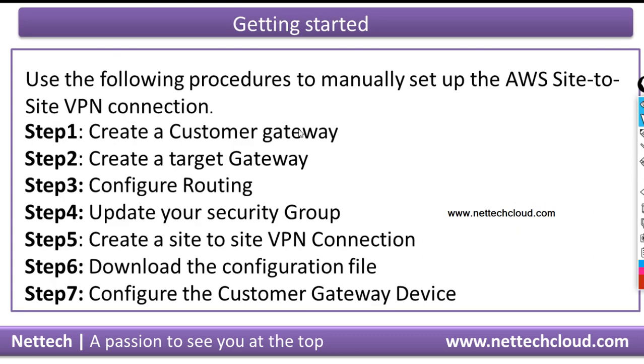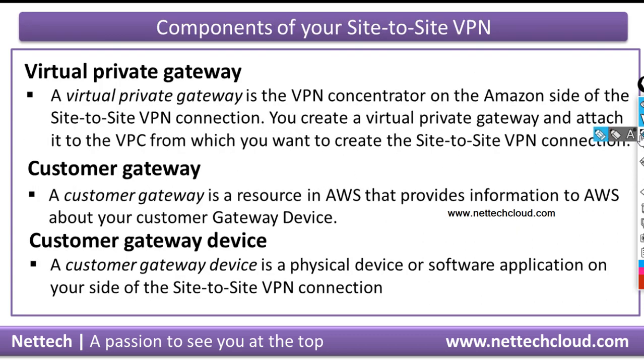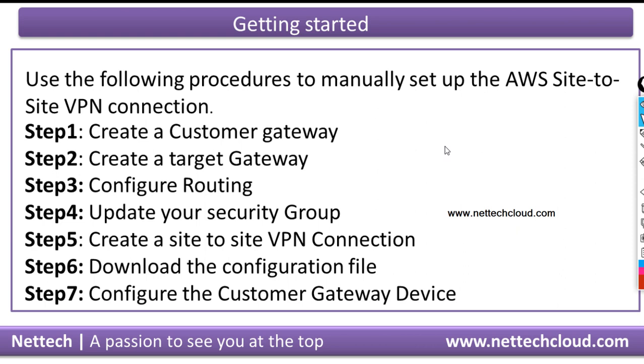So the VPN gateway, let me go to the previous slide. The VPN gateway is the VPN concentrator on the Amazon side of the site-to-site VPN connection. You create a VPN gateway and attach it to the VPC for which you want to create the site-to-site VPN connection. The customer gateway is the customer's VPN device, and the vendor of that device. The different steps here are: create a customer gateway, create a target gateway, routing, security group, site-to-site VPN, and download the configuration file for the customer gateway. So I'm going to simplify the steps here.